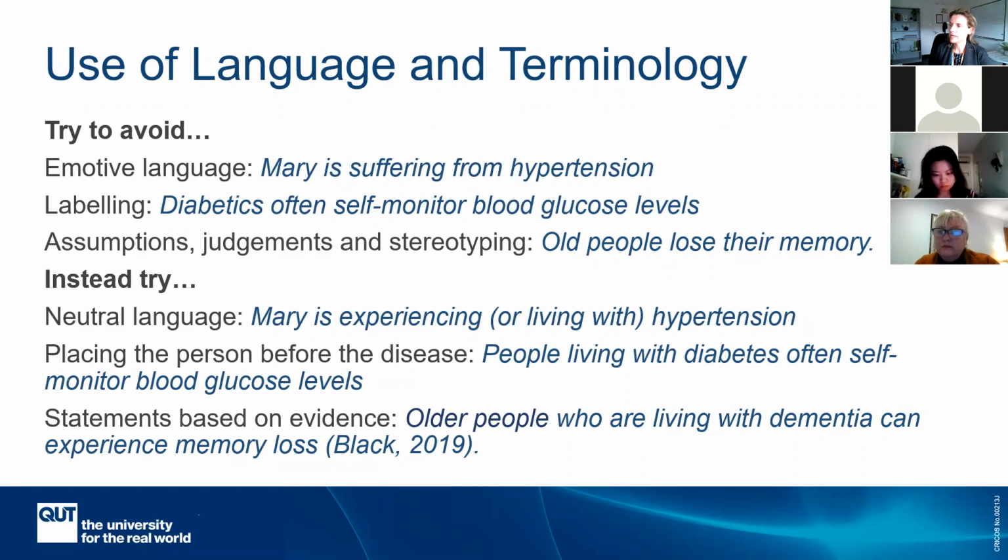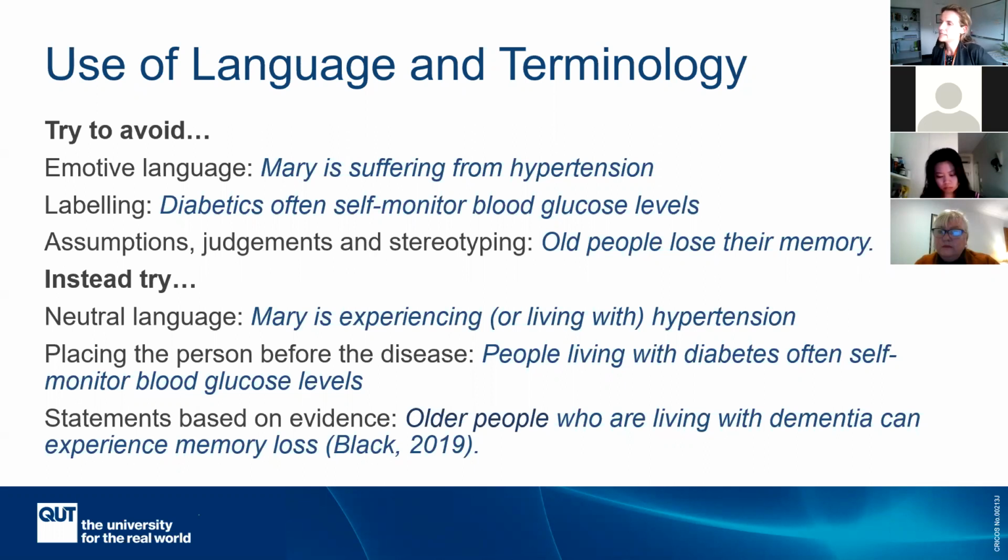Avoid labelling people, and I know that you won't do this, but sometimes we use language like, oh, diabetics or epileptics. What I would rather you do is use people living with diabetes. So this is all about being person-centred. The person comes first, not the disease. The disease is just an aspect of their experience, but it is not them. They are not that disease. So if you could avoid labelling, that would be great.